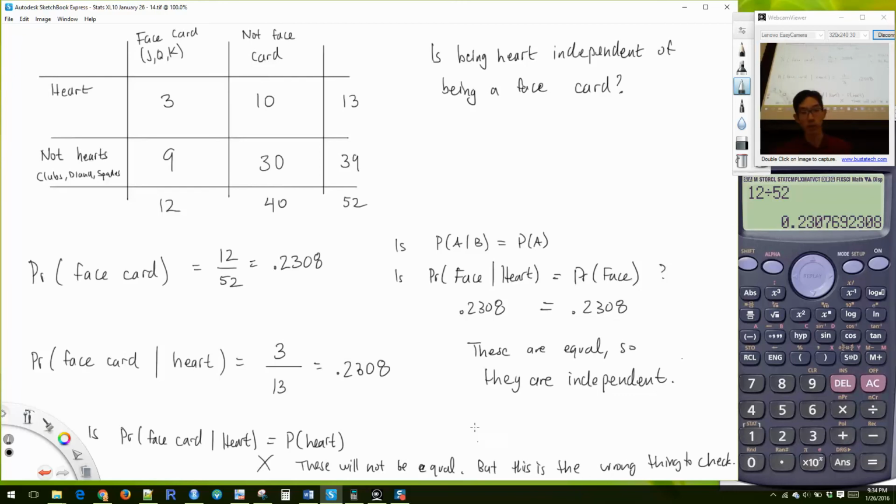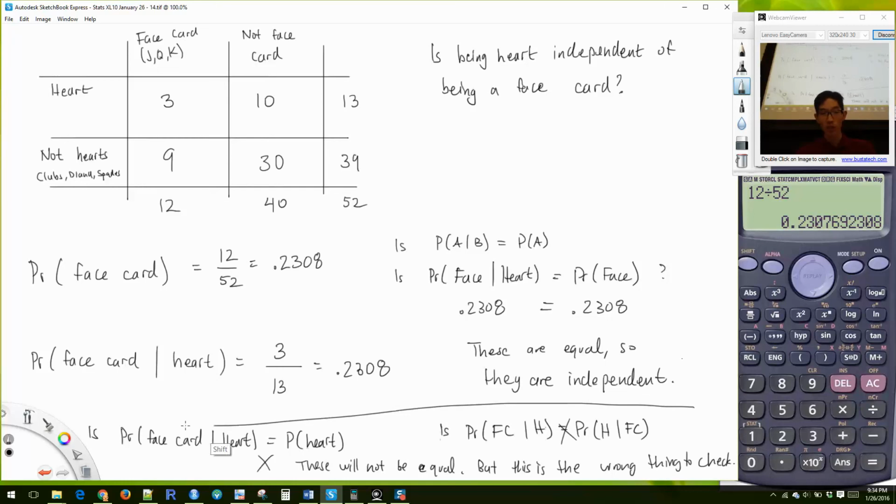Okay. Or another one is, is the probability of face card given heart equal to the probability of heart given face card? Okay. These will also not be equal. But that, again, is the wrong thing to check.